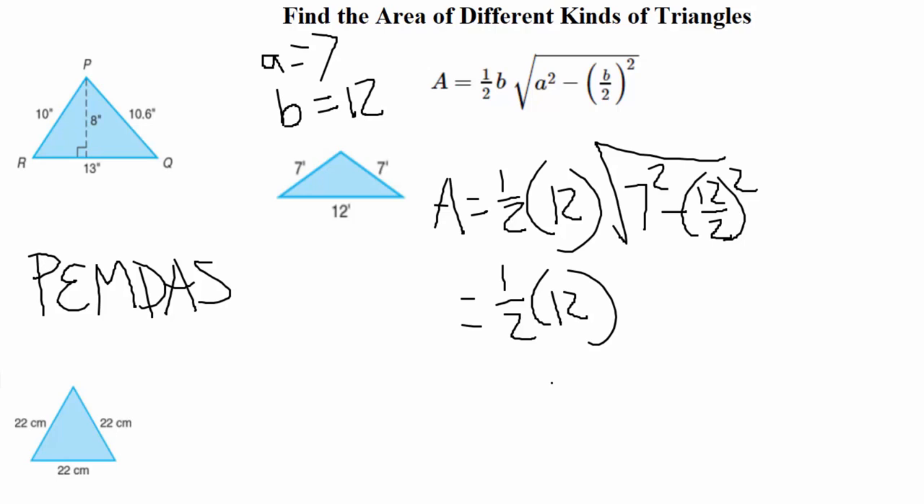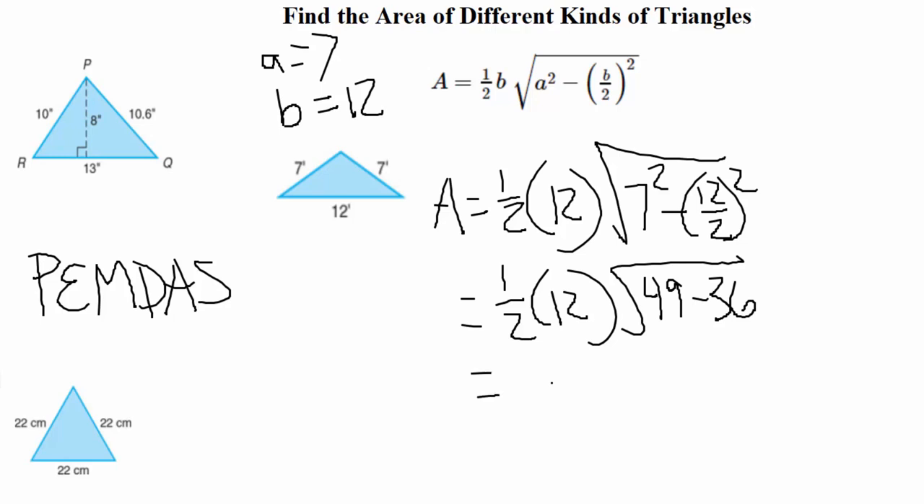So inside the square root, we have 7 squared, which is 49. And we're going to subtract, well, 12 divided by 2 squared. Well, 12 divided by 2 is 6. And 6 squared, so that's 6 times 6 is 36. All right, so inside that square root, we have 49 minus 36.